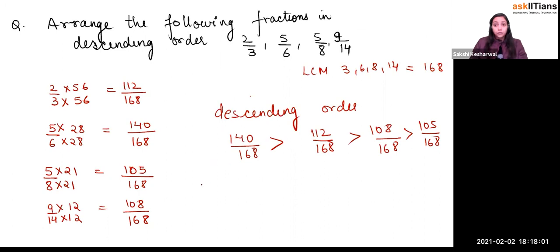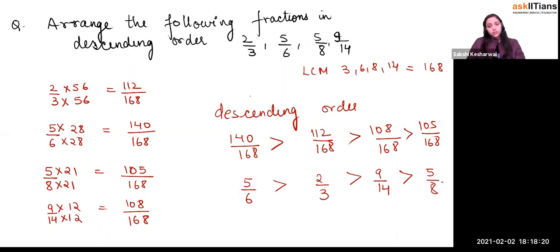While you quote your answer, you have to quote it in the original form. So this will be 5 by 6, then 2 by 3, then 9 by 14, and then 5 by 8. That's it. Okay, so this thing is clear, right?